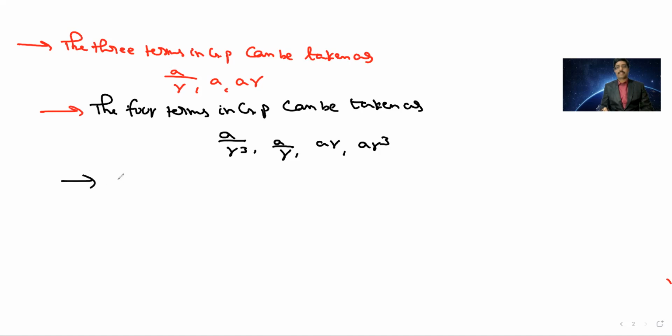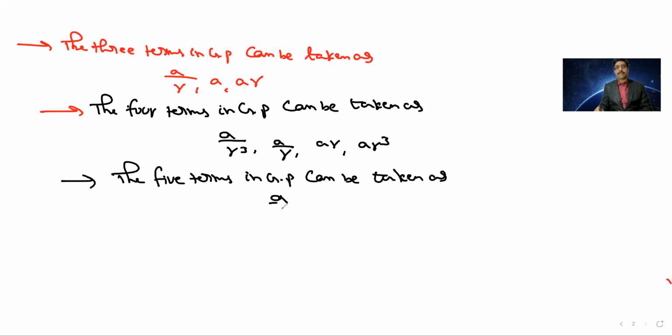The five terms in GP can be taken as A by R square, A by R, A, AR, AR square.